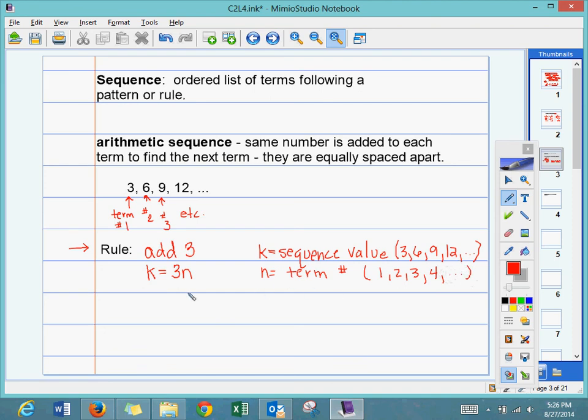So how does this work? If I have this equation, I can substitute the position number in to get the sequence. If I take k equals 3 times the first position number, I get 3. If I take k equals 3 times the second position number, then I get 6, and it would go on and on and on. Hopefully that helps, and we'll go over that in class as well.